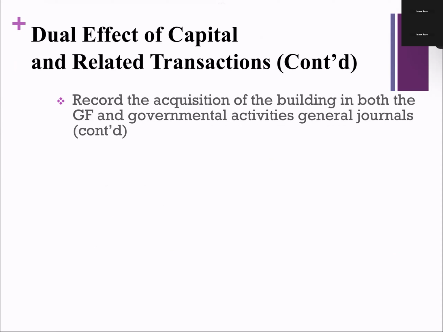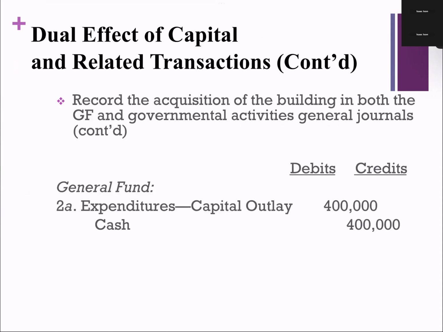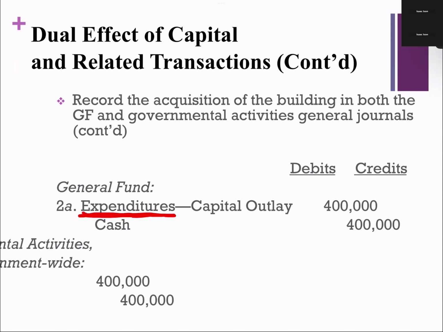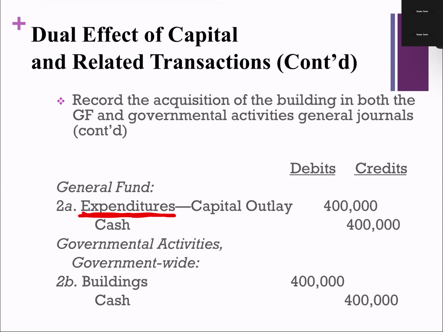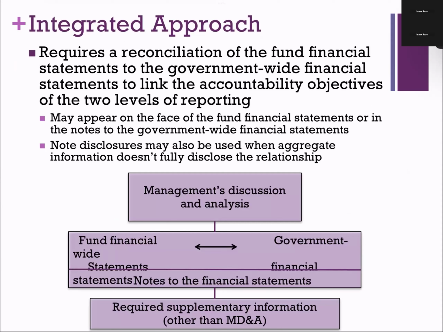Okay, recording the building. So in our general fund, we're going to record expenditure. Remember, we use that only for our governmental funds at this point. So debit expenditures, credit cash, and then at the government-wide level, we record that fixed asset, the building, and credit cash is the same. So just see that that's where the difference is.